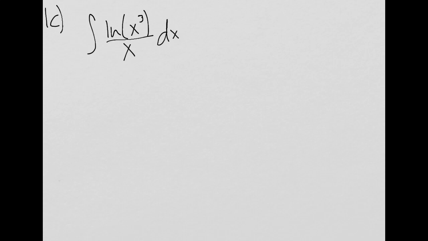This one, it's a little tricky. You have to do a kind of little algebra trick to get through it. So what I'm gonna do first is kind of make it look a little bit different, manipulate it a little bit. So I'm gonna write that as integral of ln of x cubed times 1 over x dx.